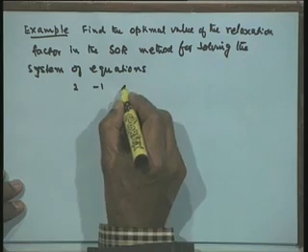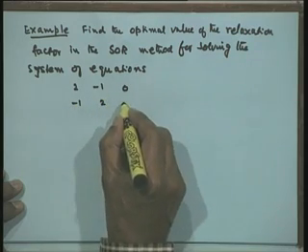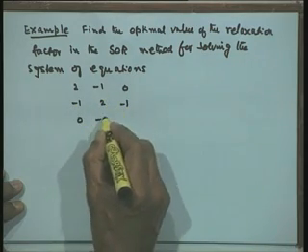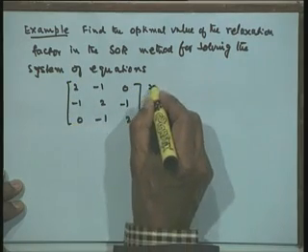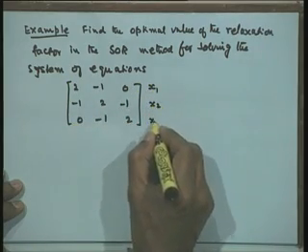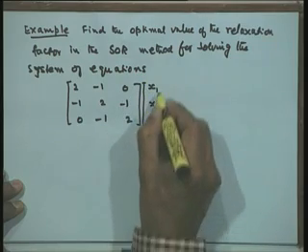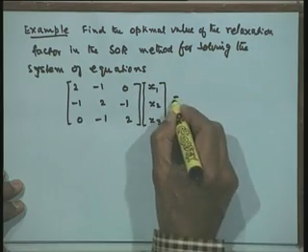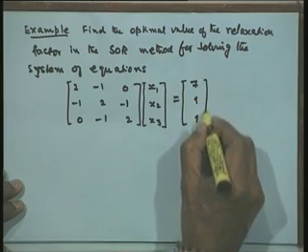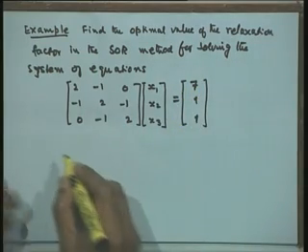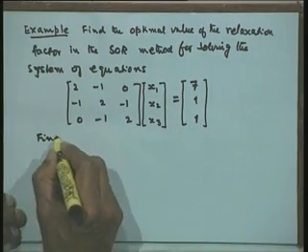The matrix is 2 minus 1 0, minus 1 2 minus 1, 0 minus 1 2, multiplying x 1 x 2 x 3, equal to 7 1 1. Find also the rate of convergence.